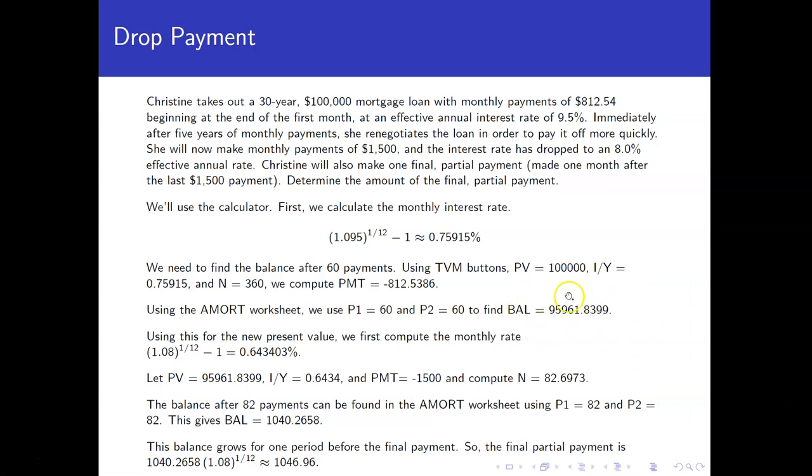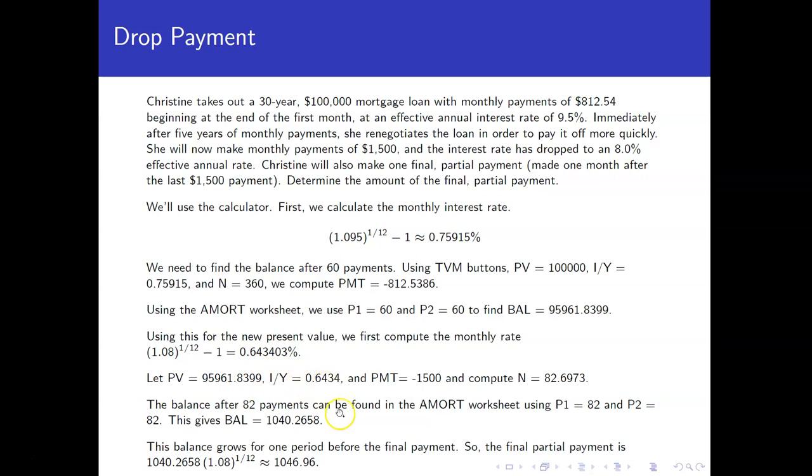We'll use this value now for our new present value because this is when we're going to renegotiate the loan. This is the new loan amount that we need to pay off. So we use that as our present value. We need to calculate the new monthly interest rate because the interest rate has dropped. Doing the same type of computation we did originally, just with 8% rather than 9.5%, we get 0.64%-ish as our monthly interest rate.